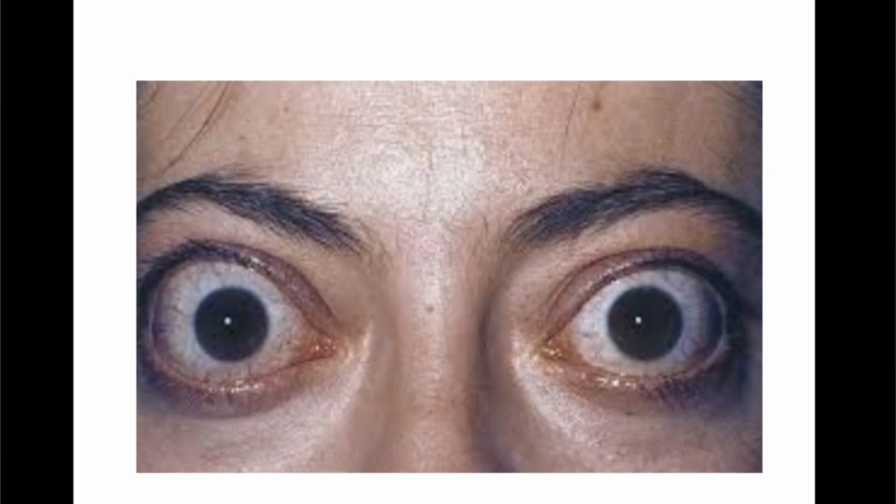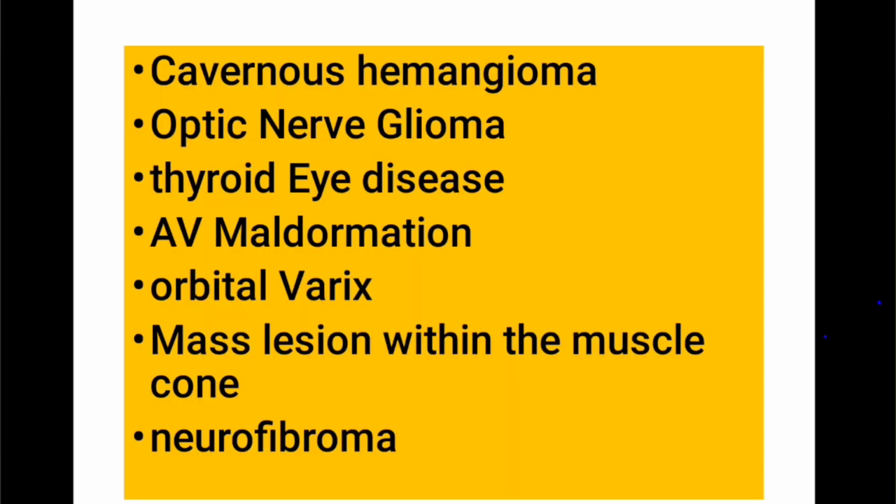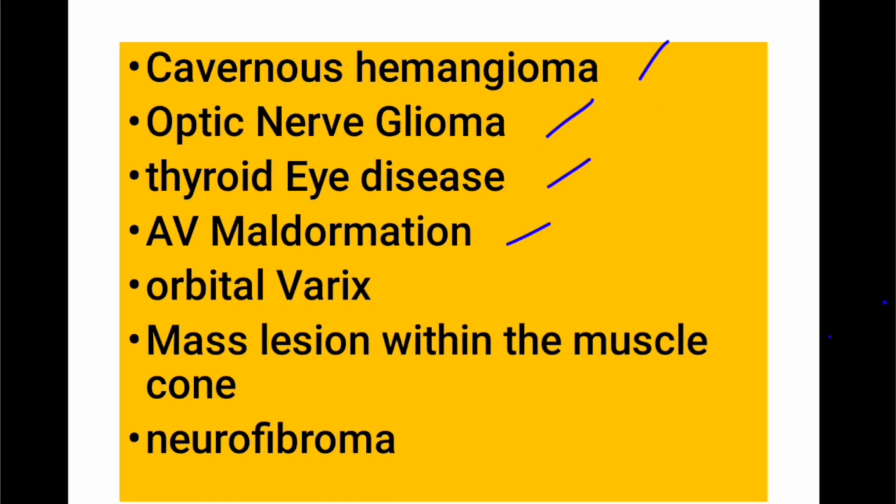The various causes for axial proptosis are: whenever the cause is within the muscle cone, it will lead to axial proptosis. So the causes are cavernous hemangioma, optic nerve glioma, thyroid eye disease, AV malformations, orbital varices, mass lesions within the muscle cone, and even neurofibroma.